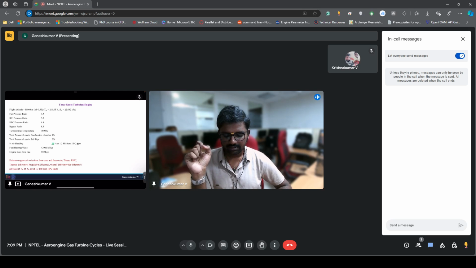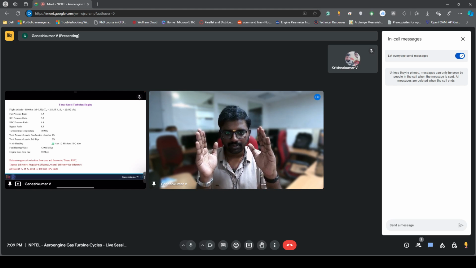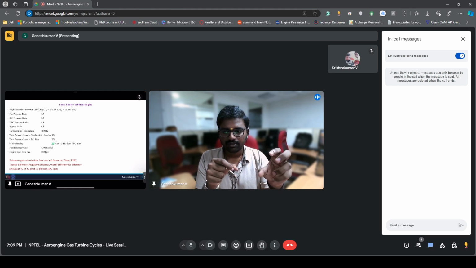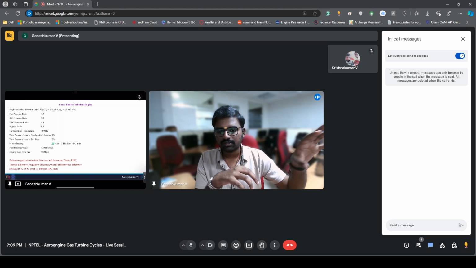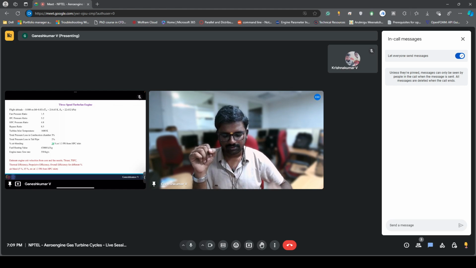The air bleeding is given in percentage. It's nothing but 20 percentage of the core mass flow rate at 1.3 pressure ratio from HPC inlet, which means from the high pressure compressor inlet. When the pressure reaches 1.3, after a few stages, 1 or 2 stages, we are removing 20% of the core air, and then we are letting the remaining 80% of the core air expand further in the high pressure compressor. So that is the meaning of this statement.